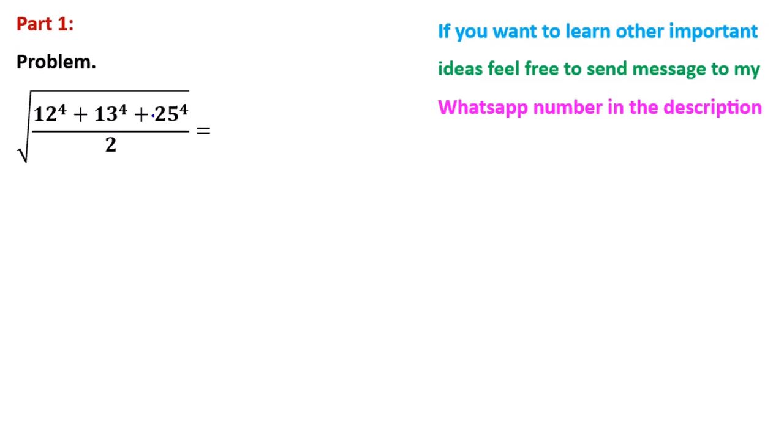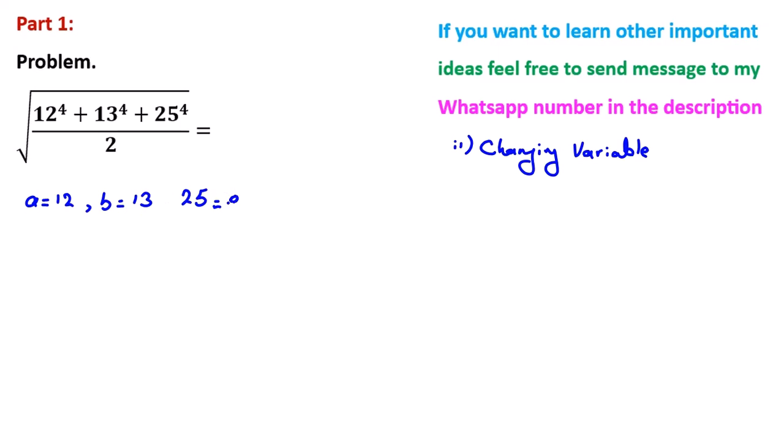Okay, we are given this square root. What's the relationship between the numbers 12, 13, and 25? 25 is 12 plus 13. We can consider 12 as A and 13 as B. When we are working with numbers, one useful way is to use a change of variable.